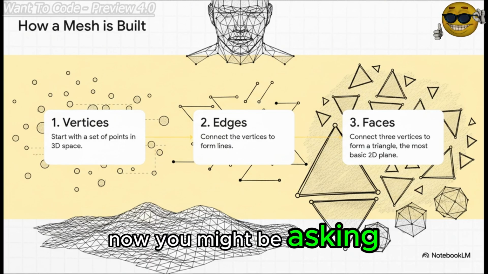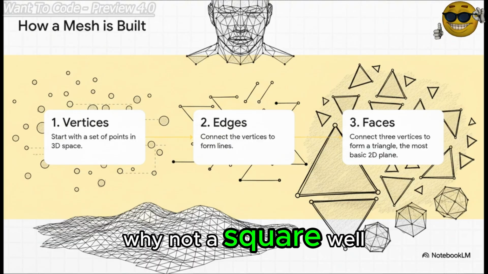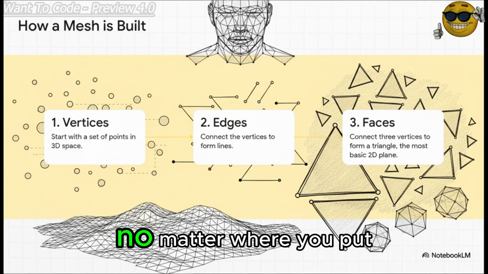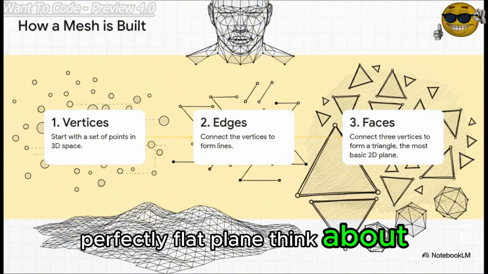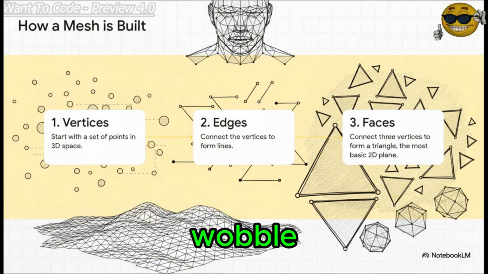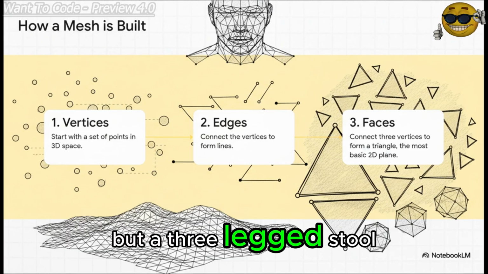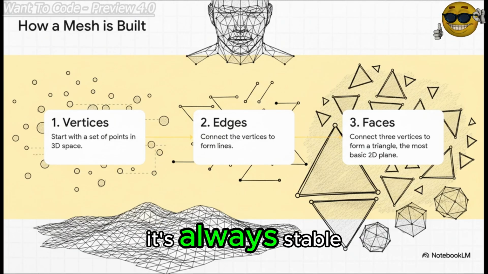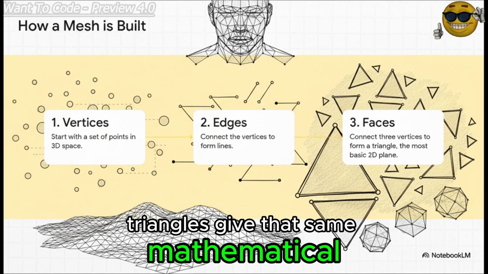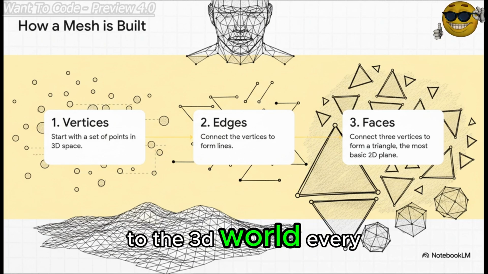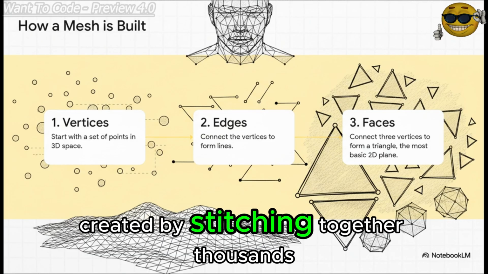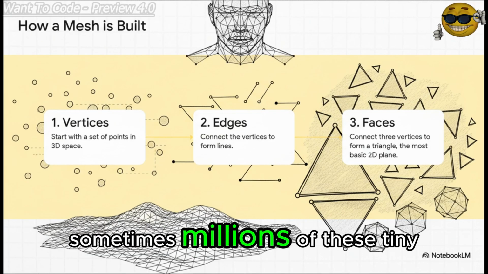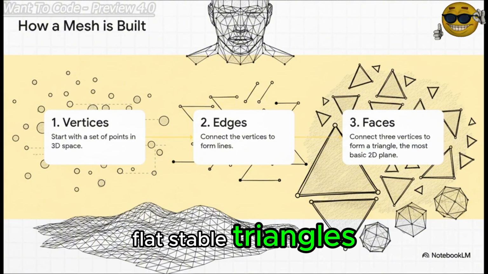Now you might be asking, why a triangle? Why not a square? Well, here's the cool thing. 3 points, no matter where you put them in 3D space, will always create a perfectly flat plane. Think about it. A 4-legged chair can wobble if one leg is a little off, but a 3-legged stool, it never wobbles. It's always stable. Triangles give that same mathematical stability to the 3D world. Every gorgeous curved surface you've ever seen in a game is an illusion, created by stitching together thousands, sometimes millions, of these tiny, flat, stable triangles.